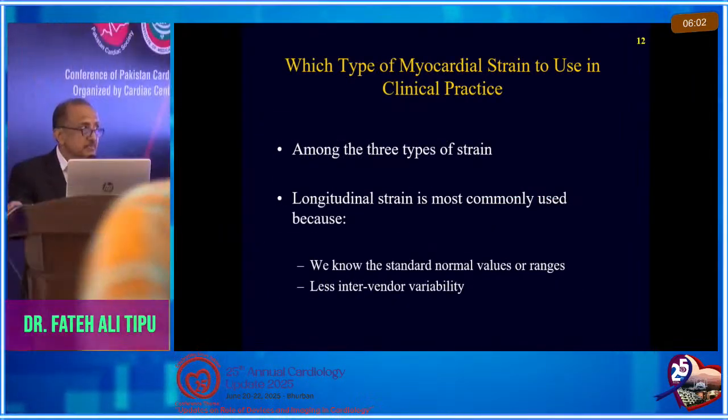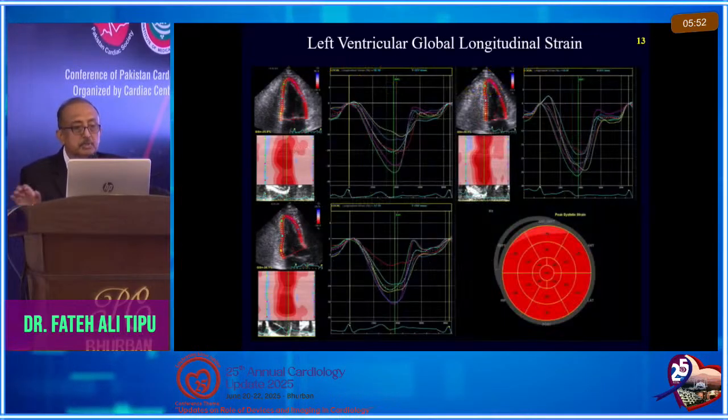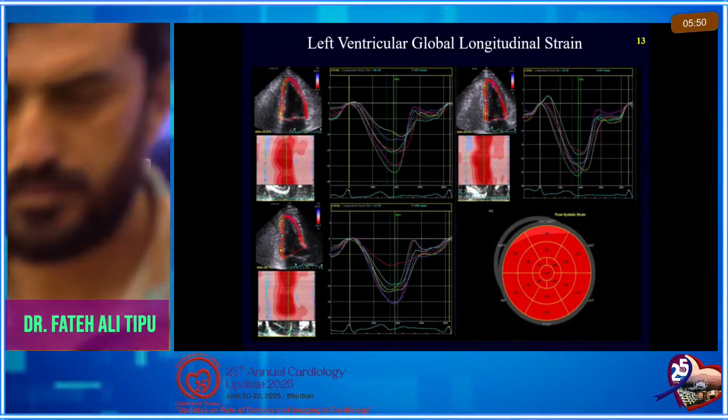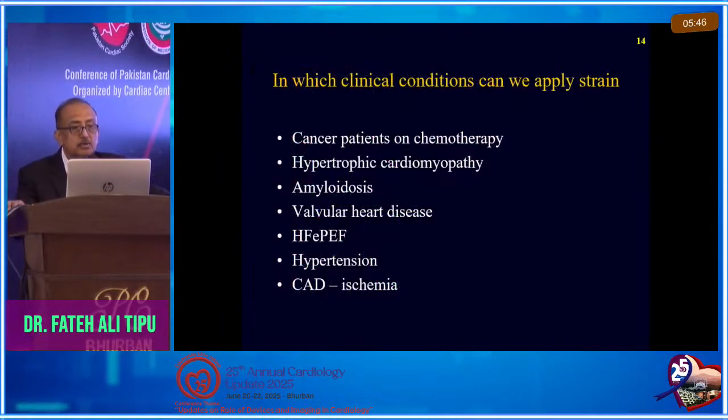So in which conditions can we apply the myocardial strain? Among the three types of strain, longitudinal strain is the most commonly used, because we know the standard values and there is less inter-vendor variability. These are the conditions in which we can apply the longitudinal myocardial strain.